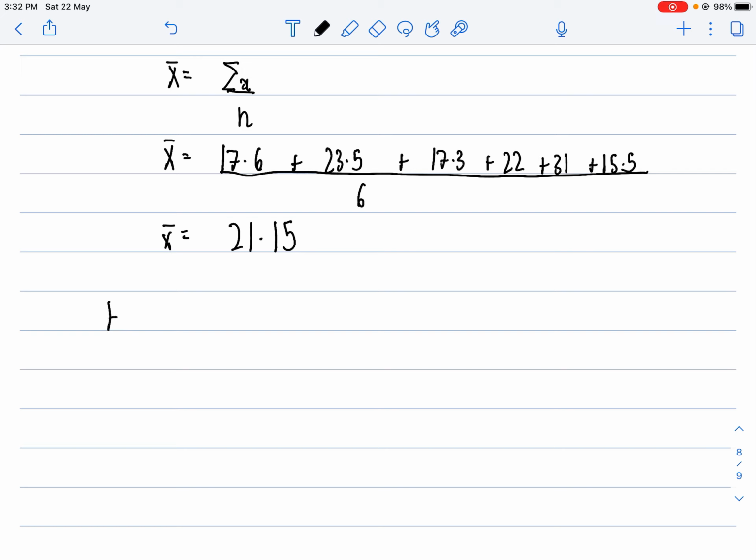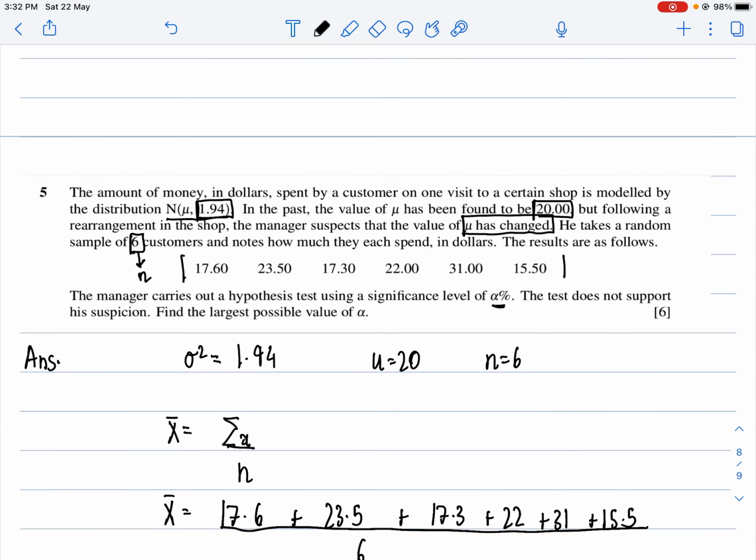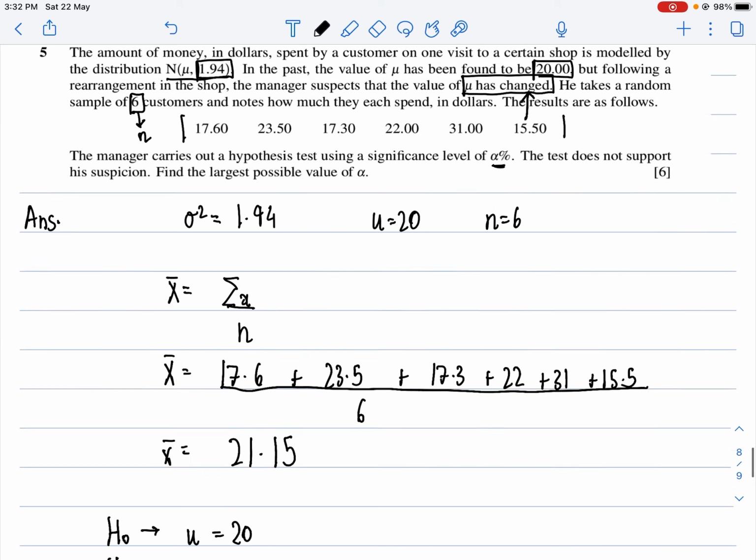Now I'll state the null hypothesis, which is that the mean is equal to 20, and my alternative hypothesis is that the mean is not equal to 20. Why is it not equal and not an increase or decrease? Because the manager is testing whether the mean has changed or not, not whether it has increased or decreased.